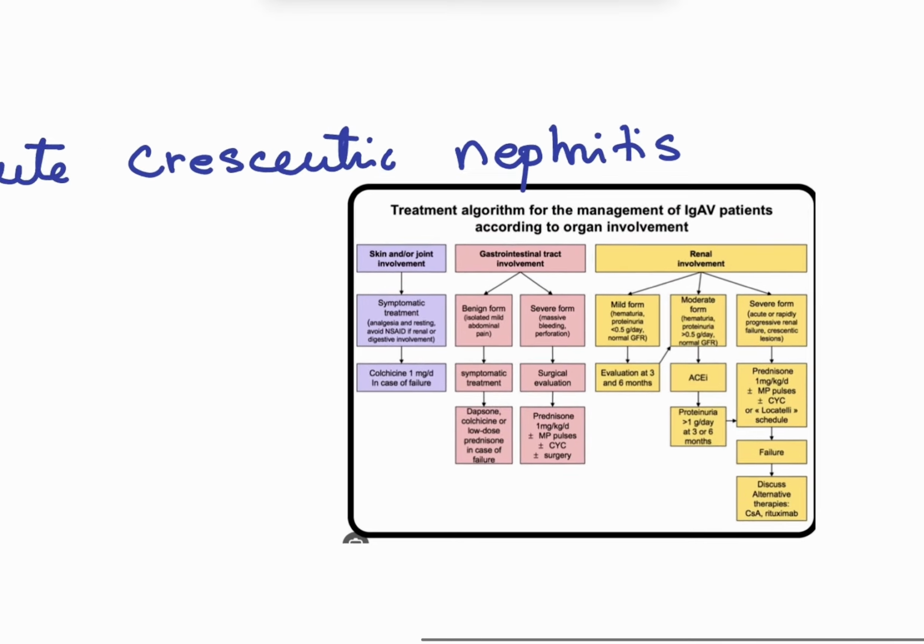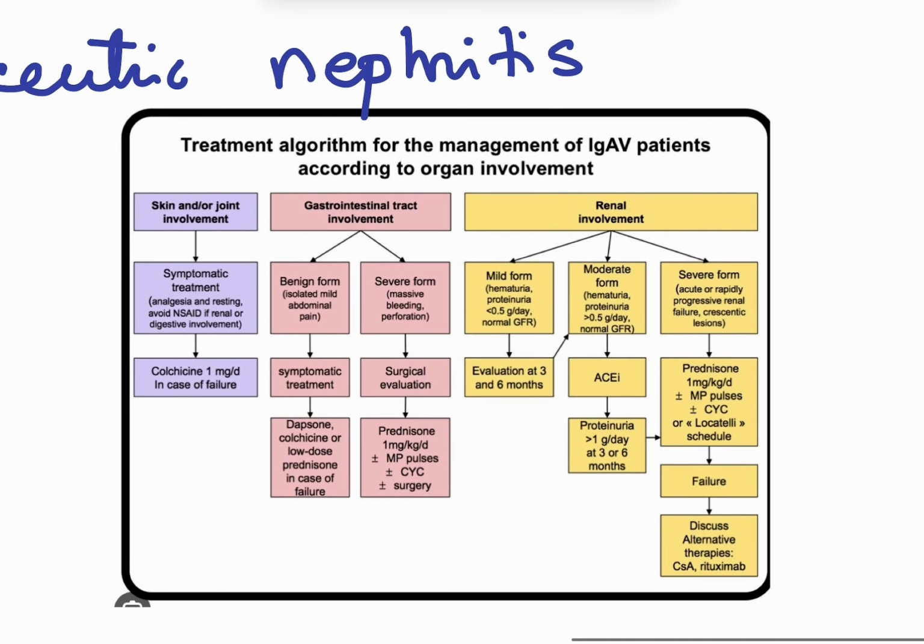Treatment algorithm for the management of IgAV patients according to the organ involvement. If there is a skin or joint involvement, we can start with a symptomatic treatment like analgesics and resting, usually avoiding NSAIDs if renal or digestive involvement is there. Colchicine 1 milligram per day in case of a failure. GIT involvement, benign form, symptomatic treatment. Severe form, surgical evaluation, prednisolone or methylprednisolone plus immunosuppressive plus or minus surgery could be there.